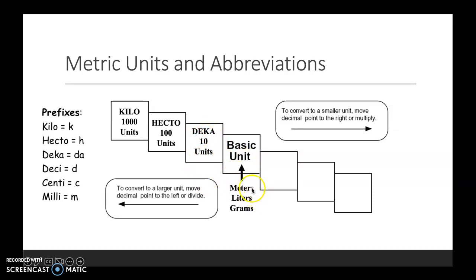Then we have our basic unit, which could be a meter, a liter, or a gram. If we keep going down, just like there's inches with foot, so if foot was our basic, then this would be inches. But we have deci, so we could have a decimeter, which is 1/10 of a meter. Centi, which is 1/100th of a meter. And finally, milli, which is 1/1000th of a meter. Now, I keep saying meter, but it could be kilogram, kiloliter, decagram, decaliter. Any of these can have that prefix added to them.